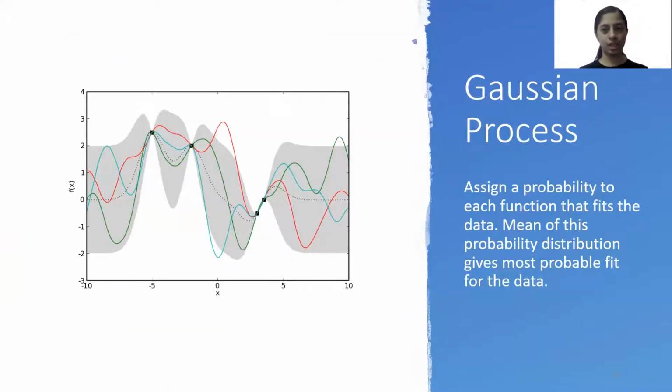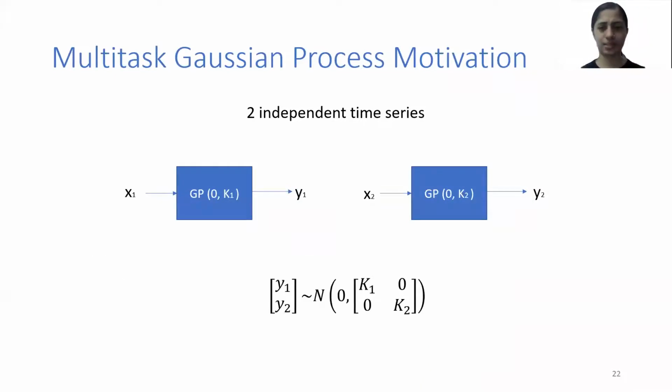Let us look at the intuition of multitask Gaussian process before we proceed. Let's look at a Gaussian process. So consider the regression task. We have these black points which show the recorded data points. So there are multiple functions that fit the data. A Gaussian process assigns a probability to each of the functions that fit the data. So the mean of this probability distribution gives a probable fit for the data. So if we have two independent time series, we can get the posteriors by running two independent Gaussian processes, and we can get our y1 and y2.